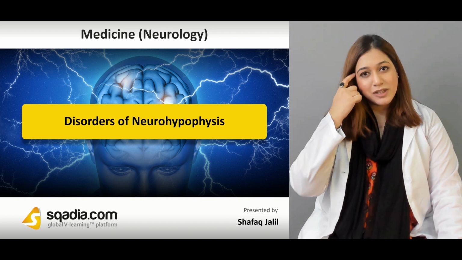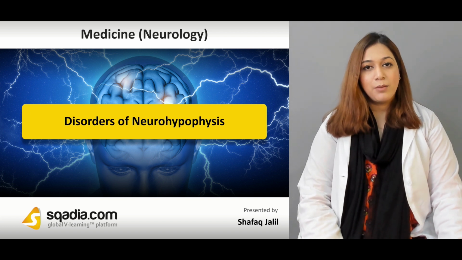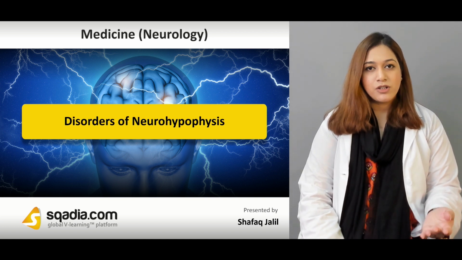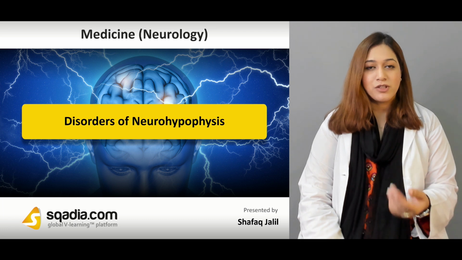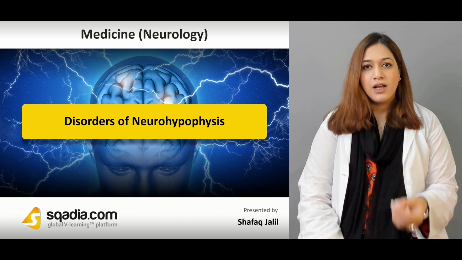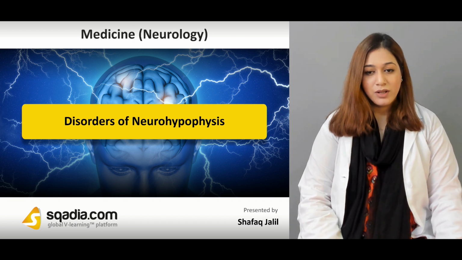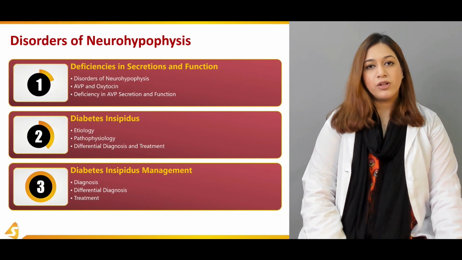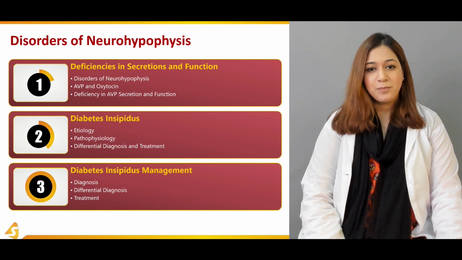Now, in this presentation, we will discuss AVP and oxytocin. We will talk about their physiology, and then we will discuss all these diseases a bit in detail. Let me give you an overview of all the sections which we are going to discuss.